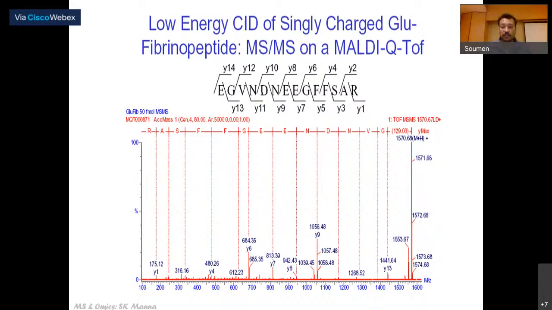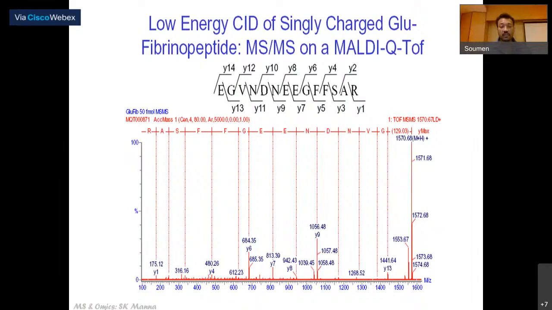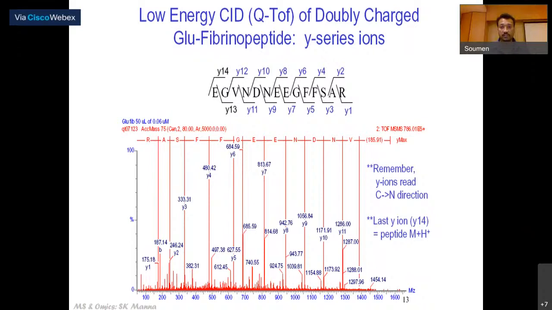So if you take the same peptide in the MALDI, you can see that this earlier spectrum was much richer, whereas in MALDI, the fragments that you get are much fewer because of the singly charged species. On the other hand, the earlier one was a doubly charged species. The charge state affects the fragmentation.